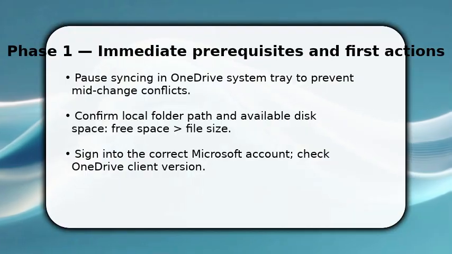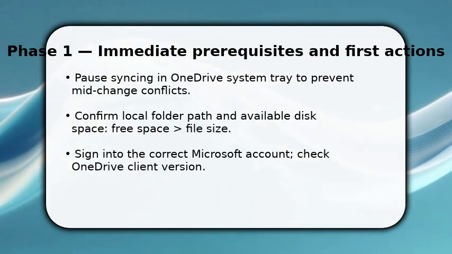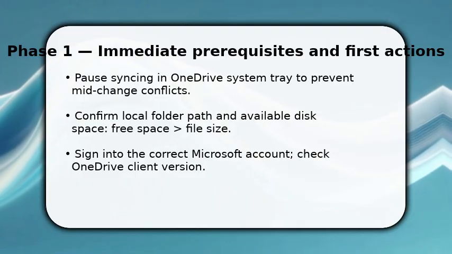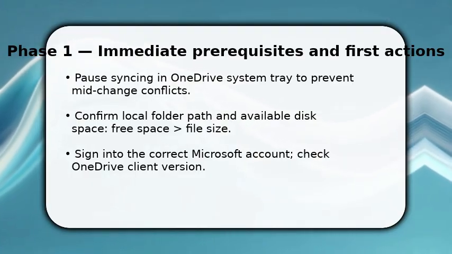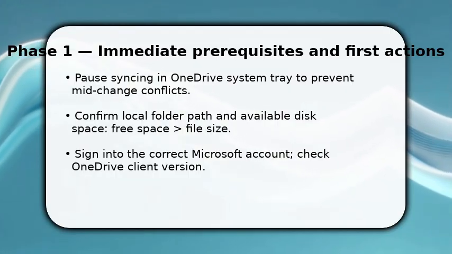You start by pausing OneDrive sync so files don't change while you work. This prevents upload/download races. Next, make sure the local OneDrive folder path has enough free space. Otherwise, files won't fully download.